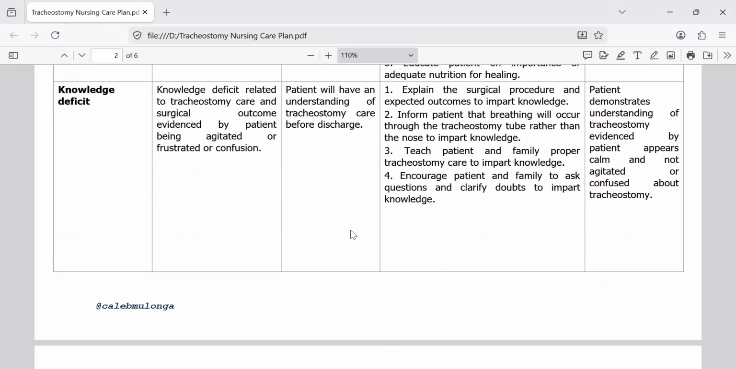The fourth one, knowledge deficit. I know this is a favorite for a lot of people and they love it because it is simple and straightforward, together with anxiety. So it is one of the actual problems. So we are saying knowledge deficit related to tracheostomy care and surgical outcome, evidenced by patient being agitated or frustrated or confused. So here I refrained from using patient asking too many questions for a simple reason.